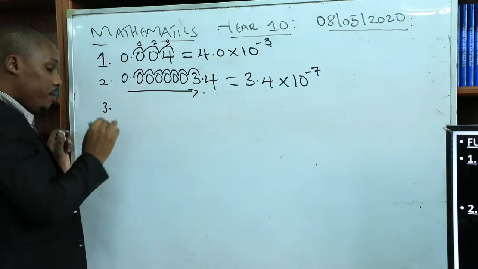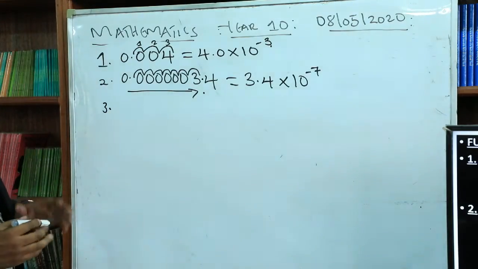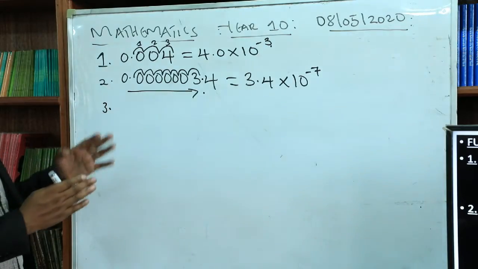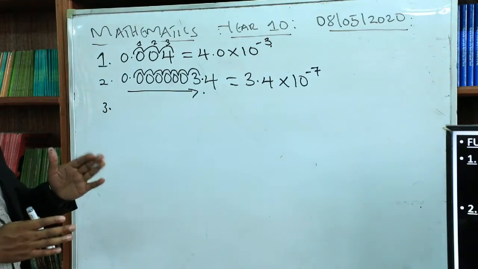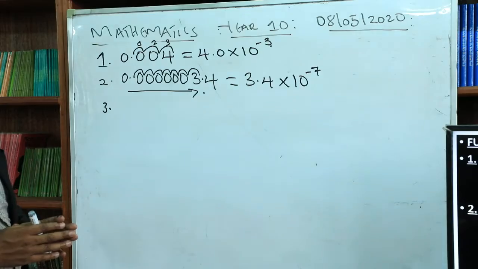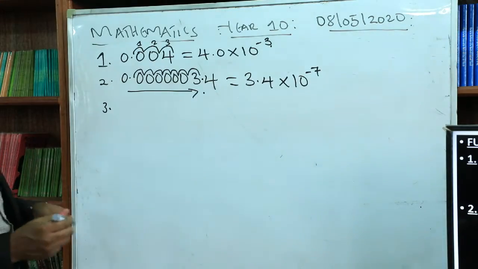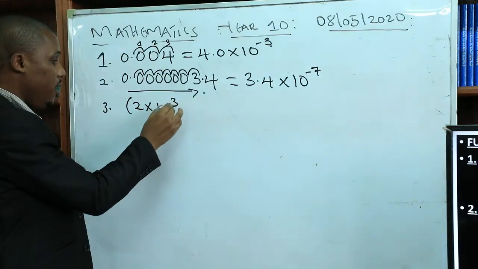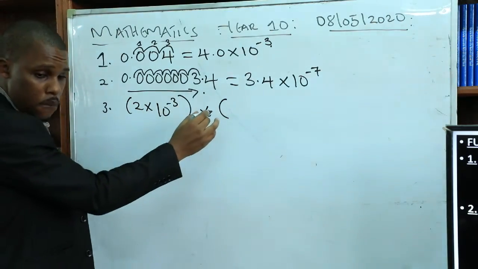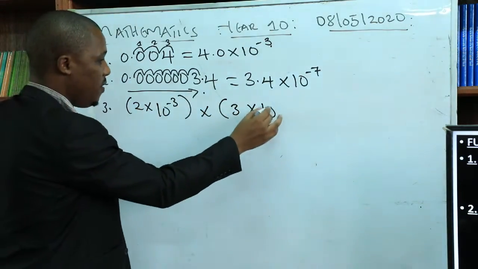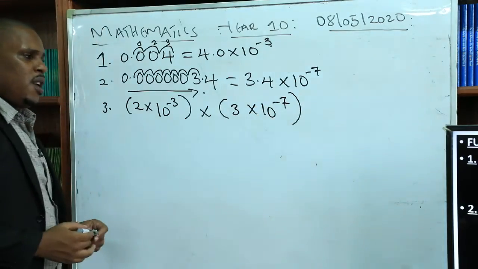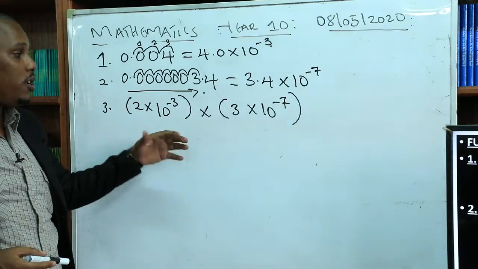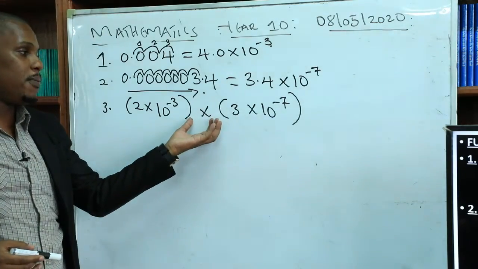When we come to number 3, let's emphasize the case number 3, where we now have to use another concept apart from the one which I'm explaining to you. You can see there, you need to work out a certain solution. So number 3, we have 2 times 10 to the power negative 3, multiplied by 3 times 10 to the power negative 7. The numbers are already in standard form, and you need to give your final answer in standard form, and you have a multiplication sign.